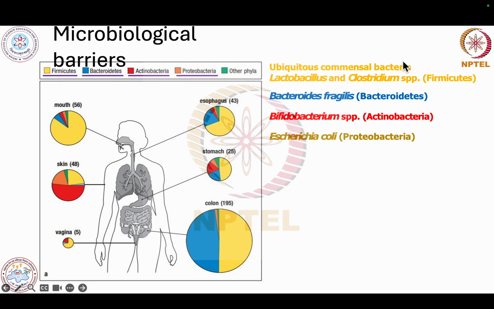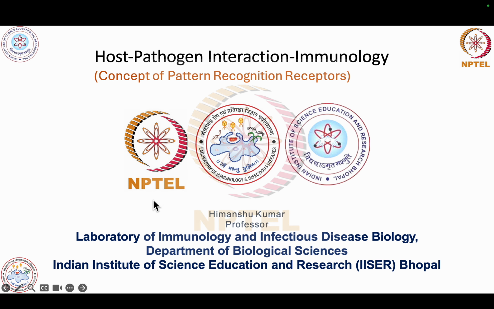Microbiological barriers include ubiquitous commensal bacteria: Lactobacillus and Clostridium species, Bacteroides fragilis, Bifidobacterium species, Escherichia coli, Firmicutes, Bacteroidetes, Actinobacteria, Proteobacteria, and other phyla. In this color-coded graph, in the mouth you can see ubiquitous commensal bacteria, that is Lactobacillus, Clostridium, and fractions of other bacteria. In skin, mainly Actinobacteria are present. In the stomach and gut you will find ubiquitous as well as other bacteria, and in the esophagus you will again find ubiquitous commensal bacteria.